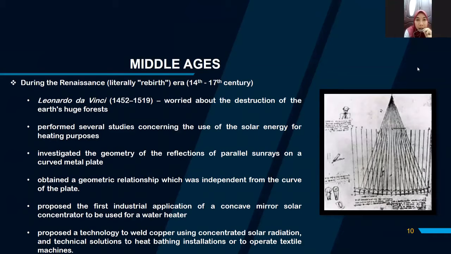Okay. In the Middle Ages, during the Renaissance, Leonardo da Vinci worried about the destruction of the Earth's huge forests. He performed several studies concerning the use of solar energy for heating purposes. He investigated the geometry of the reflection of parallel sun rays on a curved metal plate, and obtained a geometric relationship which was independent of the curve of the plate. It proposed the first industrial application of a concave mirror solar concentrator to be used for a water heater.